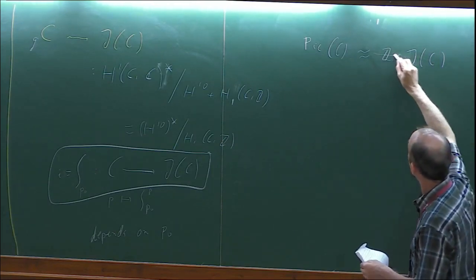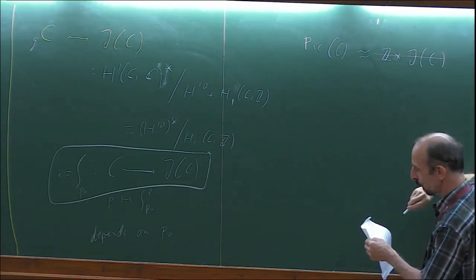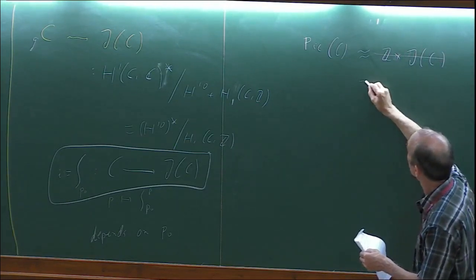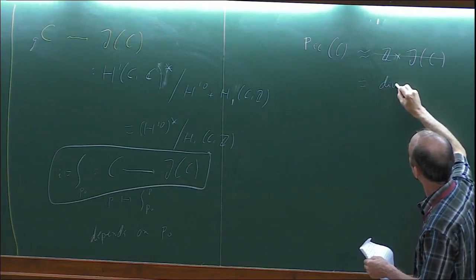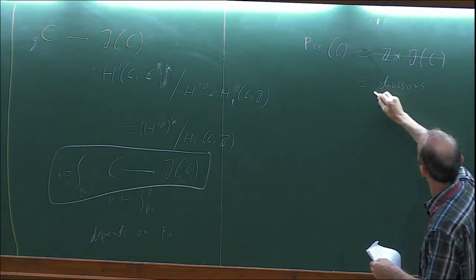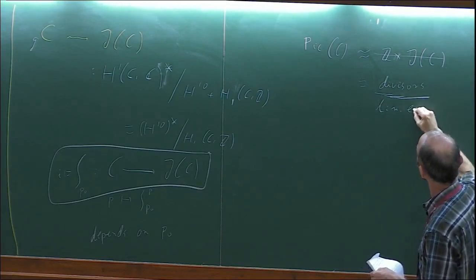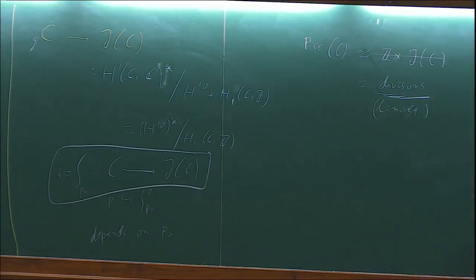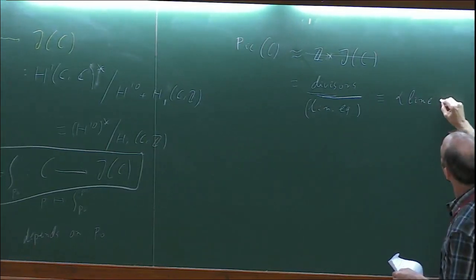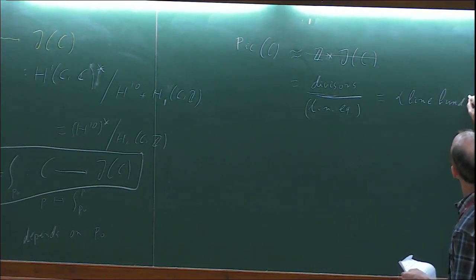But this is not very natural. So a better way to define it is it's the set of all divisors modulo linear equivalence. Or in other words, it's isomorphism classes of line bundles on the curve.